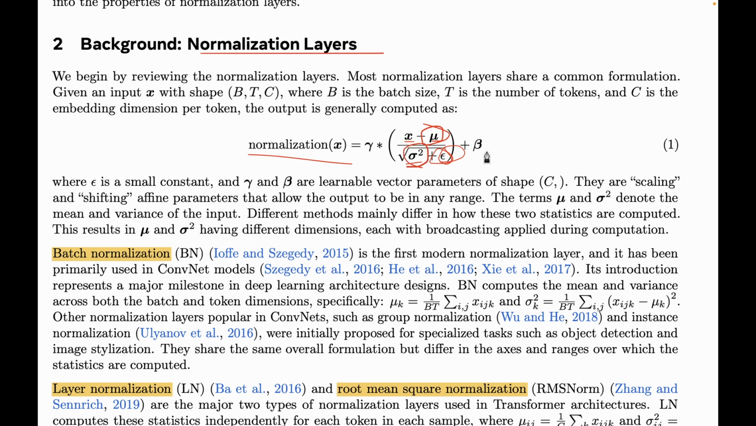And in order to make the entire thing learnable, we have two learnable parameters, which are gamma and beta. These two are the parameters that are going to be learned, and they're called the learnable vector parameters of shape C, and they're also referred to as the scaling and the shifting parameters.